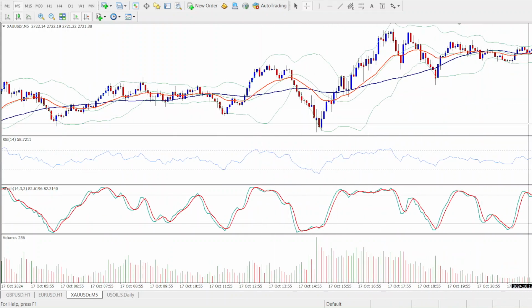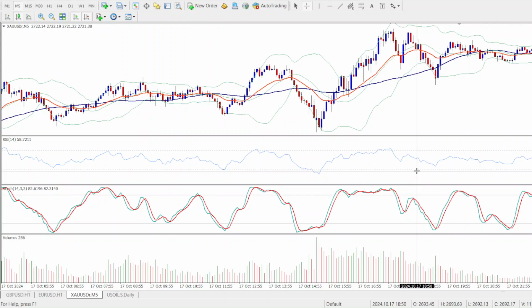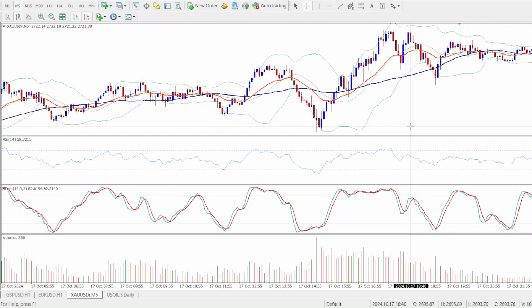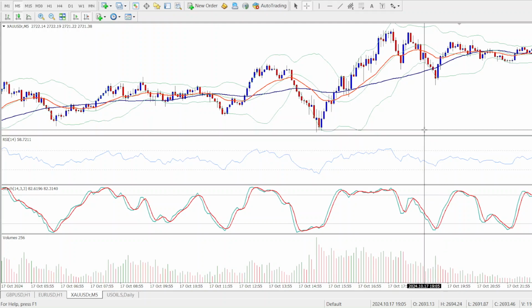Okay, now in terms of risk management, it's important that you define your risk per trade. Limit your risk to a small percentage of your trading capital per trade, because in one trade, you can consider typically between 1 to 3% of your capital that you'll be risking for one trade. Okay, it helps protect your account from significant losses.